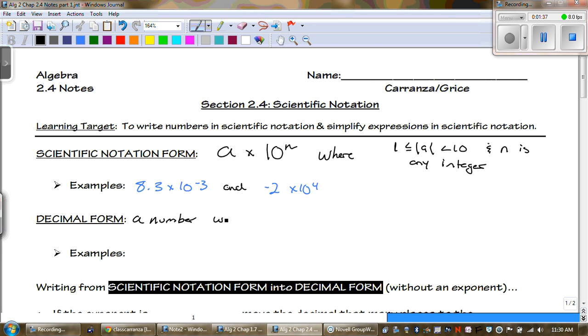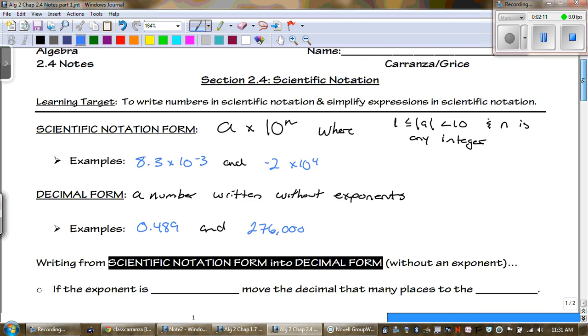Now, decimal form is a number written without exponents. Two examples of that: we could have 0.489, and another example, 2,760,000. Those are both written in decimal form.